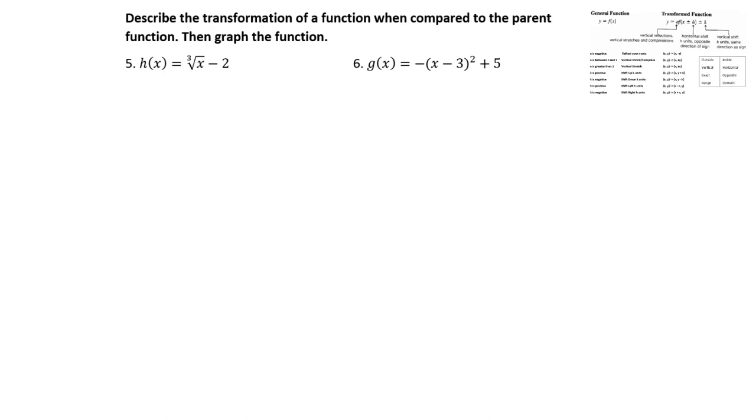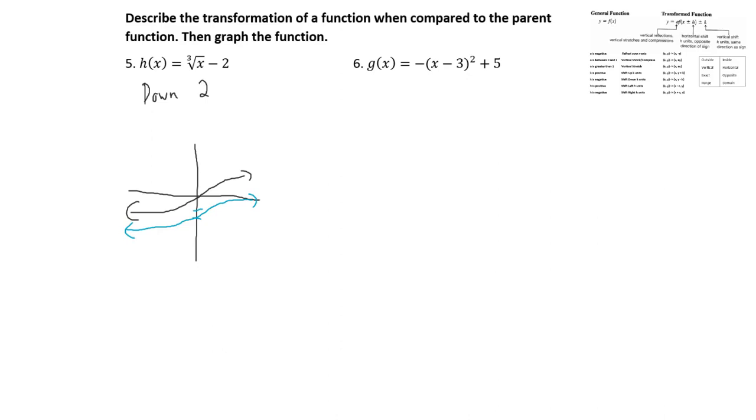So now we have a cube root function. And we're taking it minus 2 on the outside, so that would be down 2. So a quick sketch of a cube root function looks like that. So as we shift it down 2, it's going to look more like that.